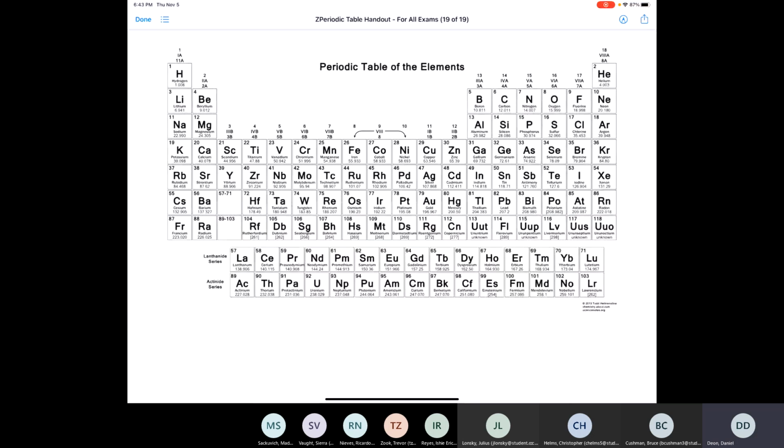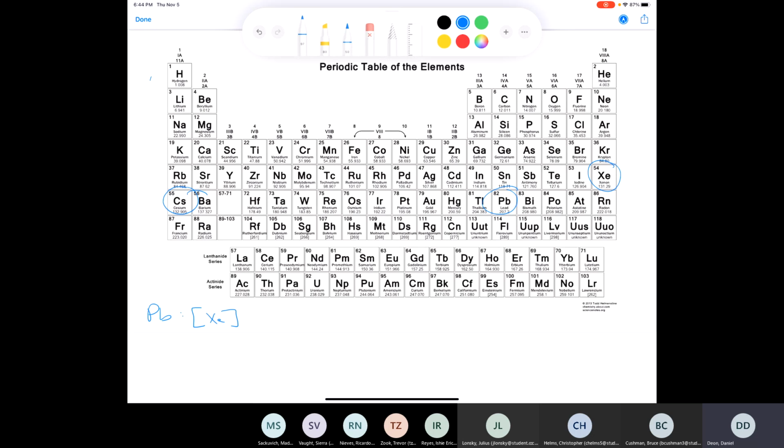Okay, if we go over to the periodic table, we see that lead is found right here. It's element number 82. The noble gas that precedes it is xenon, and so we're going to start with xenon. What comes after xenon? Then we go to cesium and barium. So that means n is equal to 1, 2, 3, 4, 5, 6. So these are 6s2.